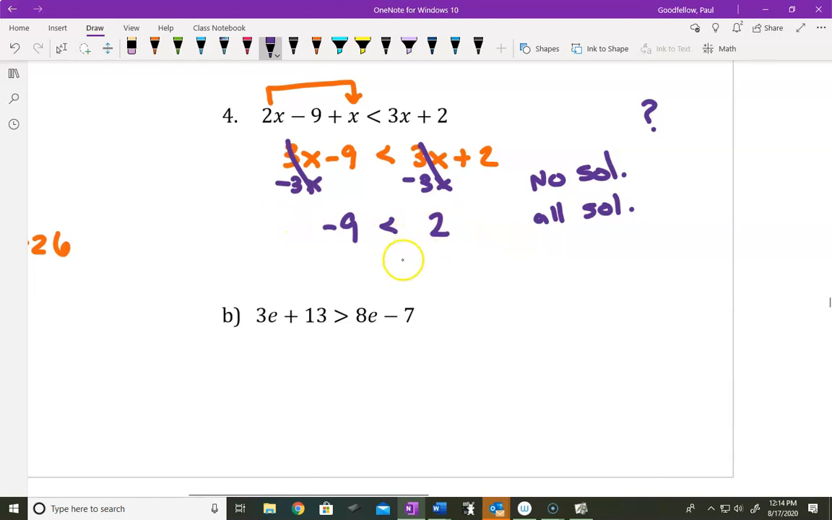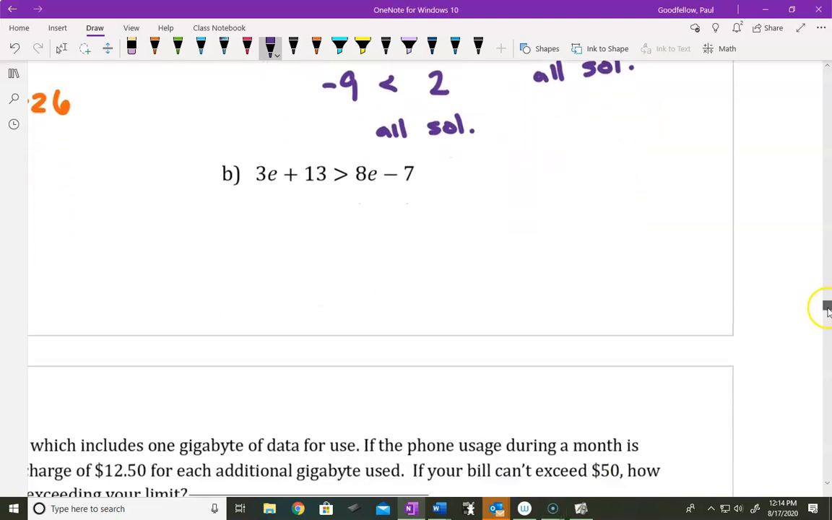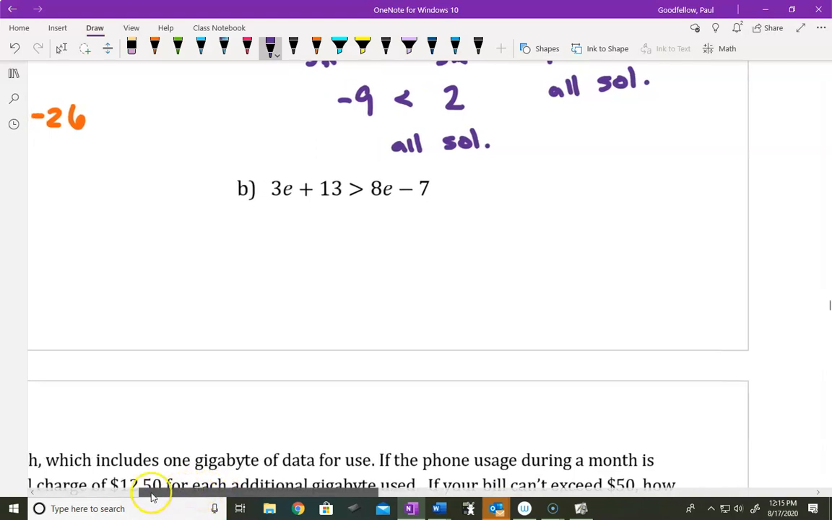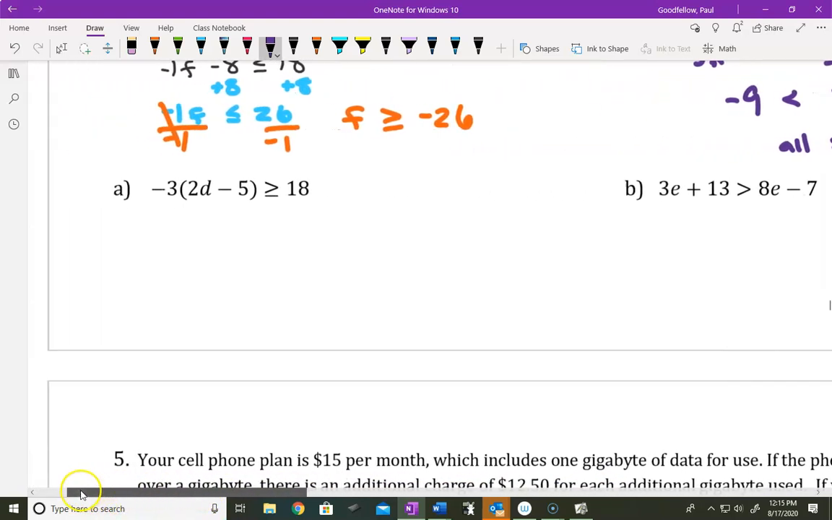Now, I like to write it like this because I ask myself, is this really a true or false statement all the time or none of the time? And is negative 9 less than 2 all the time? And the answer to that is that happens all the time. So it would be an all solution case because every single thing would work. So basically remember that if it turns out that you lose a variable or lose both variables, you want to look at it either being an all solution or a no solution case.